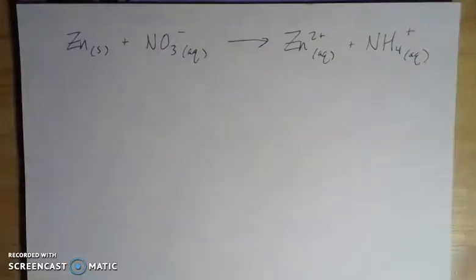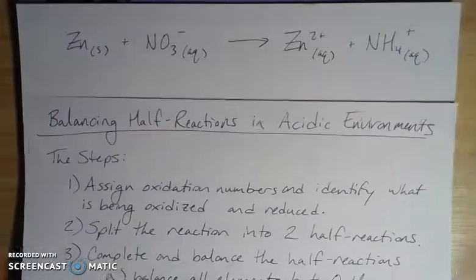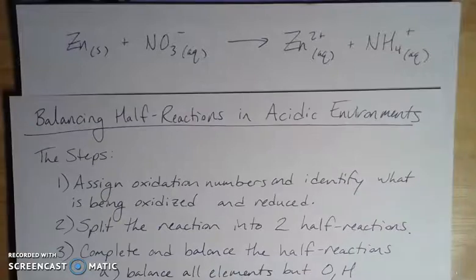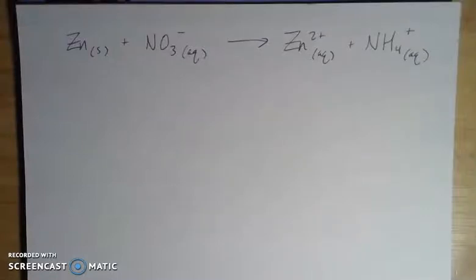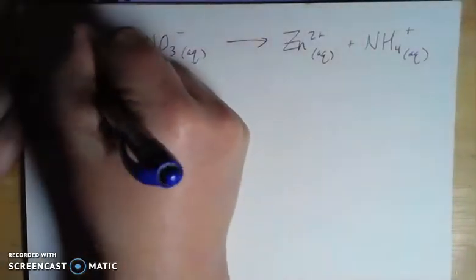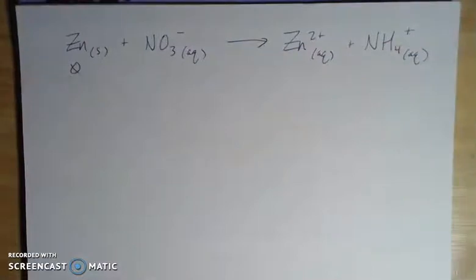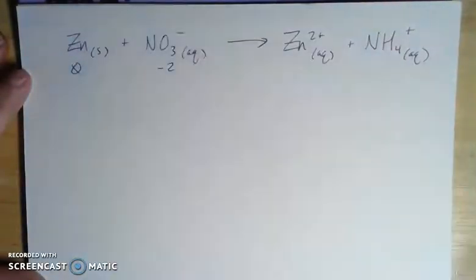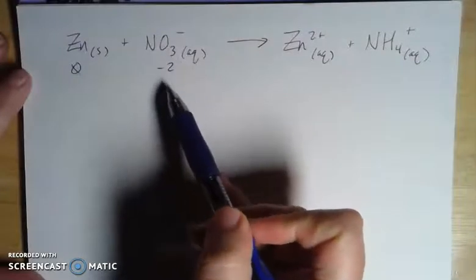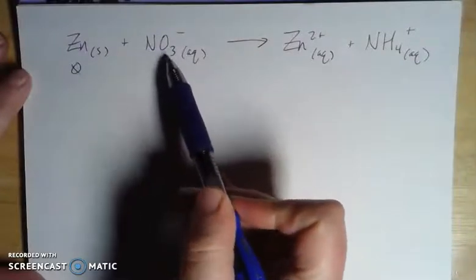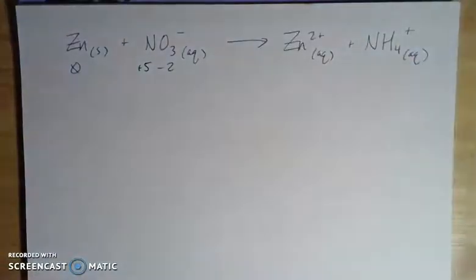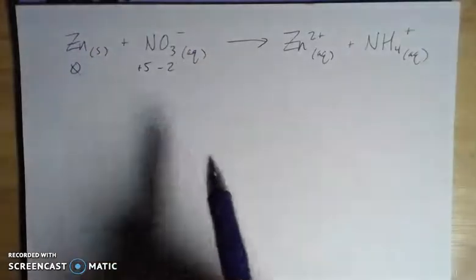But for right now, let's look at an actual example. If we go back to step 1 and think about this particular reaction, step 1 is to assign all the oxidation numbers and identify what is being oxidized and what is being reduced. So let's assign oxidation numbers. We have zinc by itself, in its elemental form, so we know the oxidation number is 0. For nitrate here, the oxygen has a rule that it's always -2. There are 3 of them, so that gives me a total of -6. So what plus -6 gives me a -1 charge? Well, it has to be a +5. So nitrogen in the context of nitrate is +5.